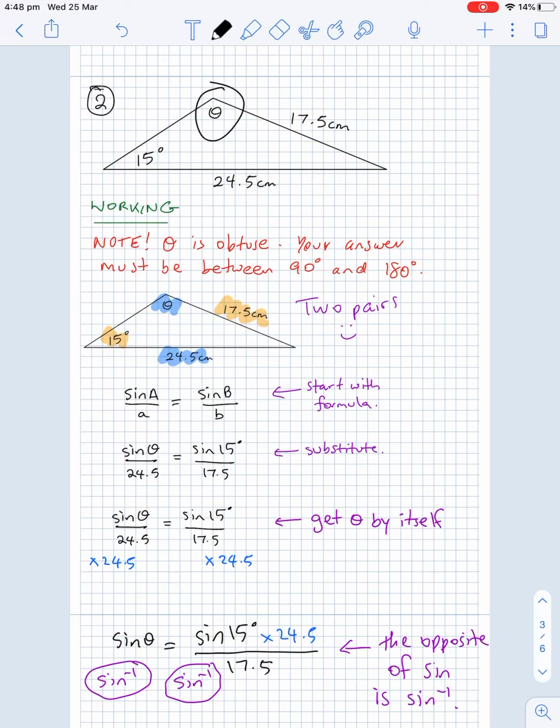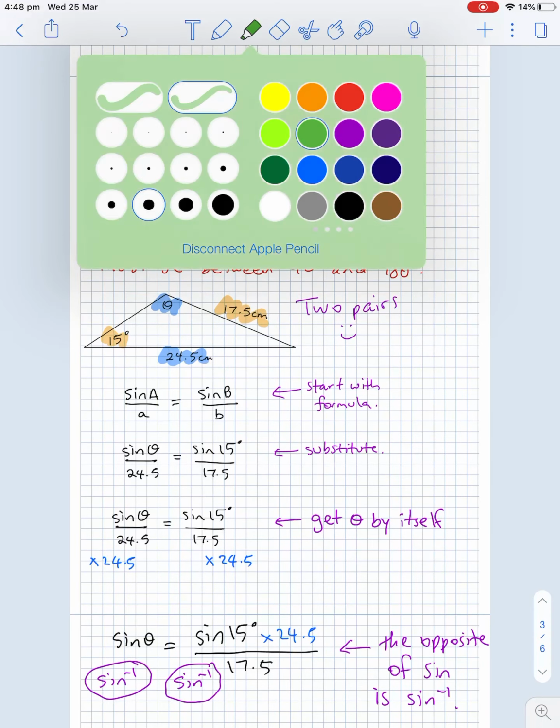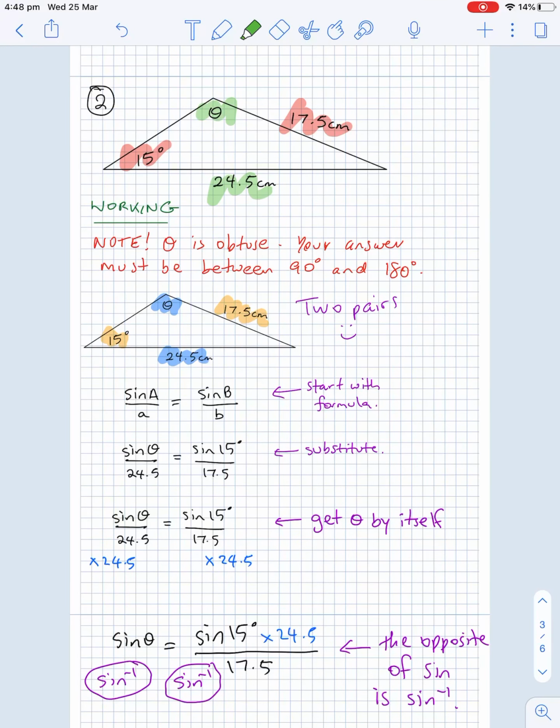But what about if you're trying to find an angle? So very similar. We still need our 3 pieces of information, and we still need our pairs. So there's one pair, and our other pair is right here. So we've still got two pairs, so we can use the sine rule.